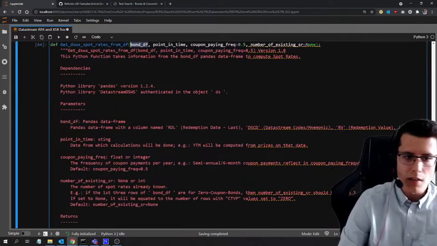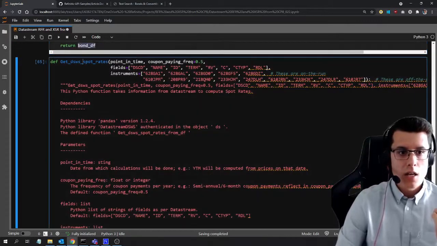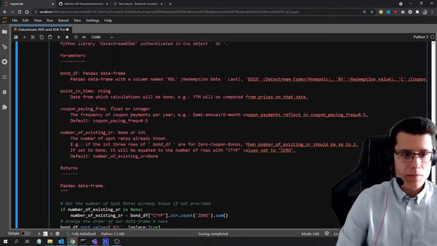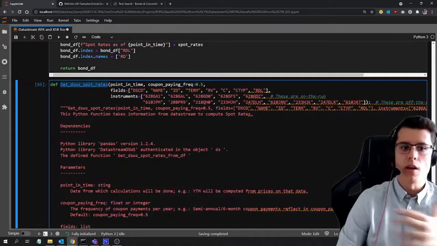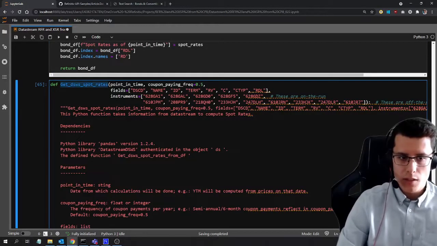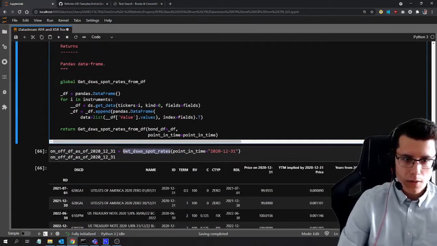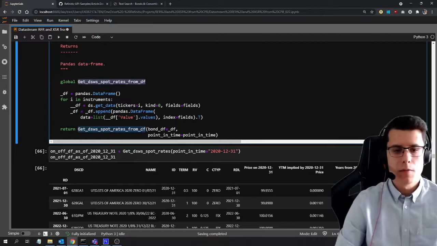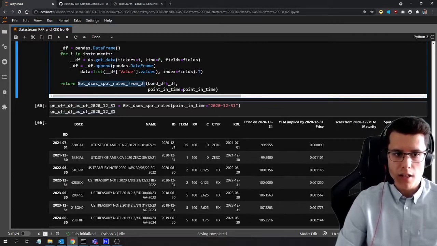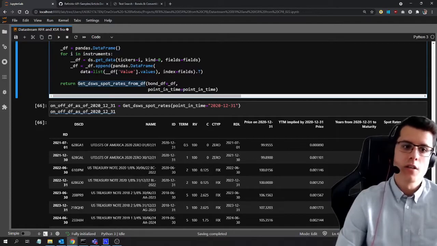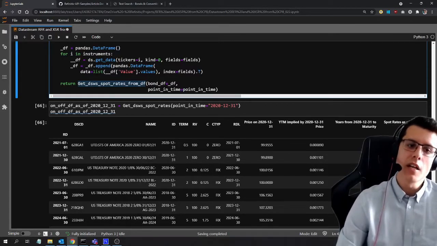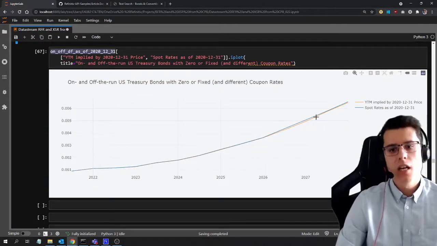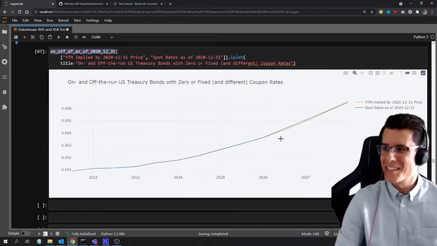However, I didn't want to have to code it in every time. So at the end, right here, I used my from df function, which is right here, and I used it in this specific function where I've removed the from df. So it's just get DSWS spot rates, and then if I scroll down, there you go. Here it uses my from df function, which makes sense, so that I don't have to write it down every time. And this is it right here, for my on and off the run data frame of data as of the end of 2020. And this is how we got this nice looking, expected looking graph.